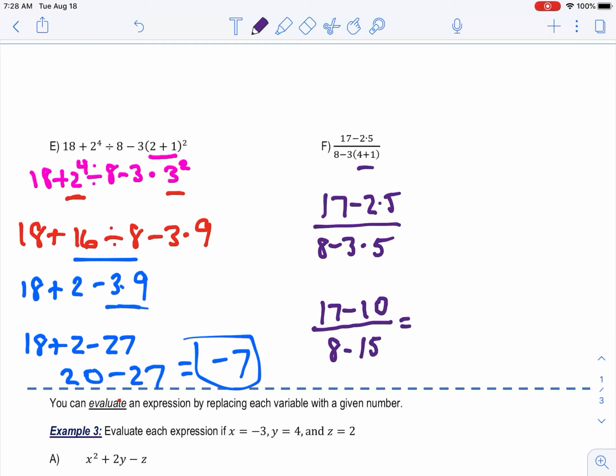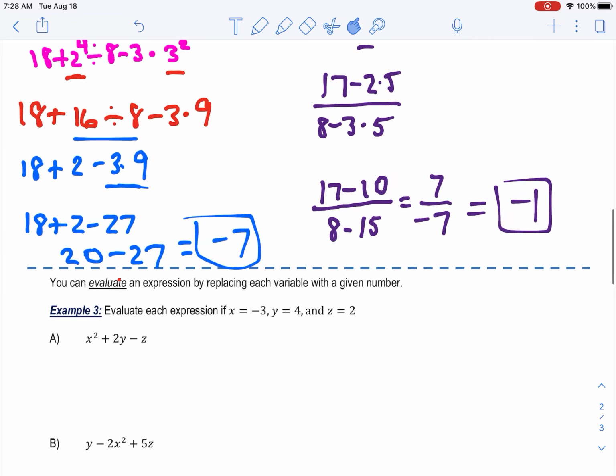All right, let's clean that up. 17 minus 10 is 7. 8 minus 15 is -7. And we can reduce that to -1. All right, that's all our order of operations for right now. We're going to move on to the second part of the section, which is evaluate.